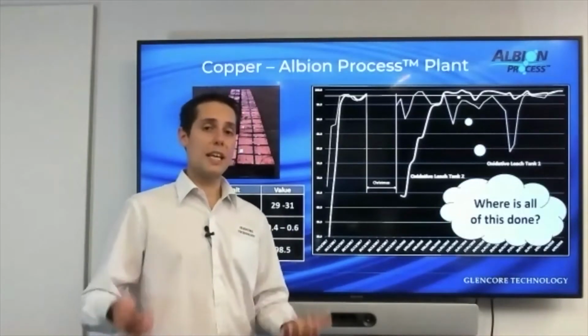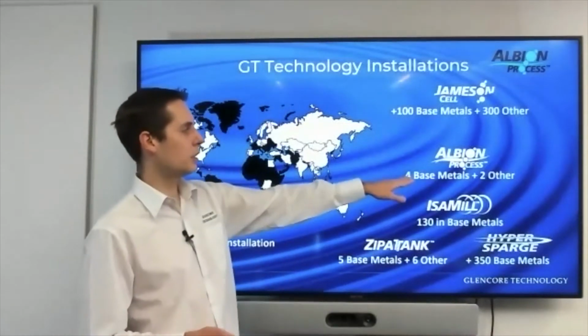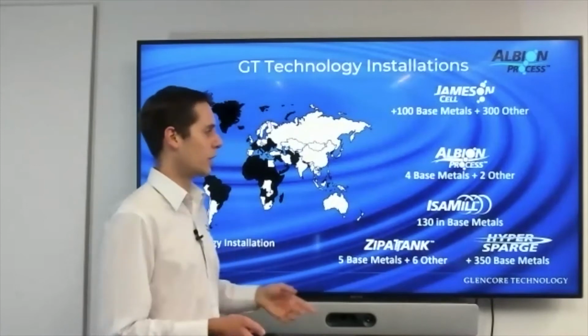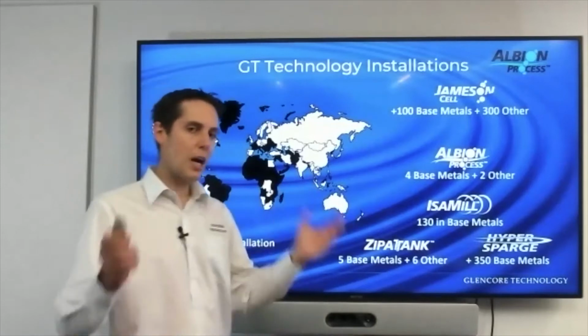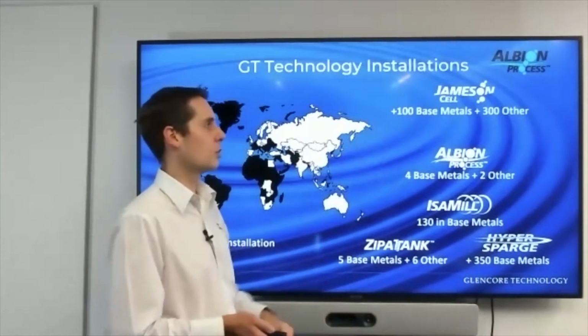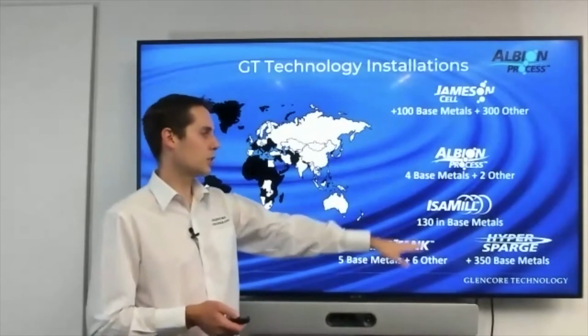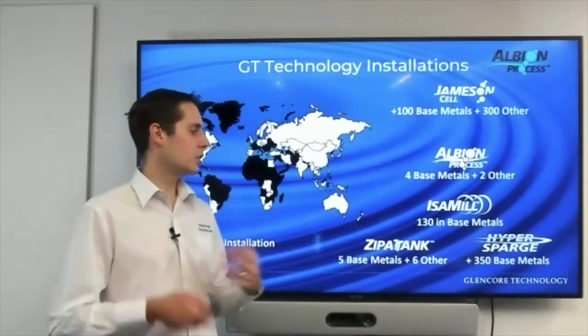So where is all this done within the Albion process itself? We've got a number of operations around the world in base metals, 4 of them. We've got 1 in copper and 3 in zinc and lead. But when you look at the other parts of what we discussed, the Jameson cell technology, floating these base metal cons, we've got over 100 of them around the world. IsaMills for treating these base metal concentrates, well over 100 of those. And in terms of our other aspects of the Albion technology, we've got many of those as examples in installations in the real world.